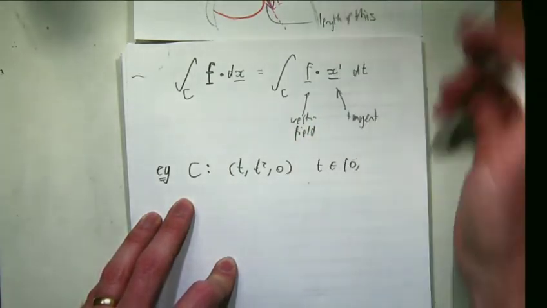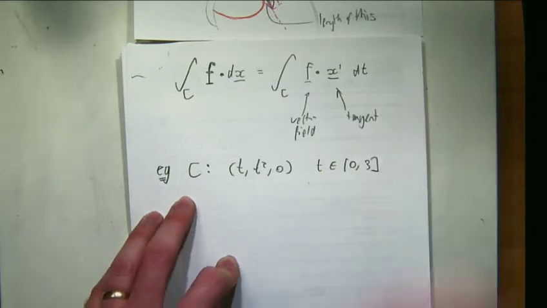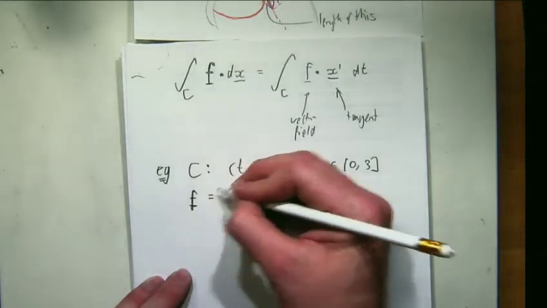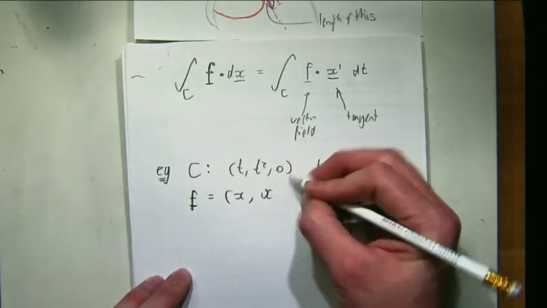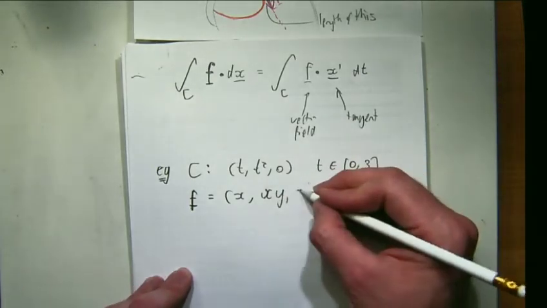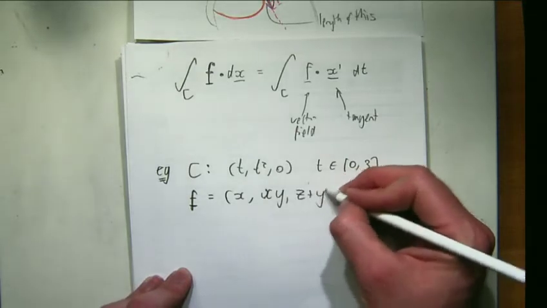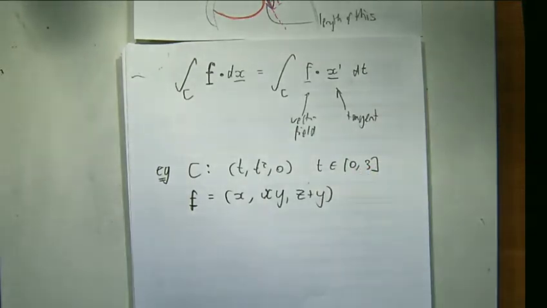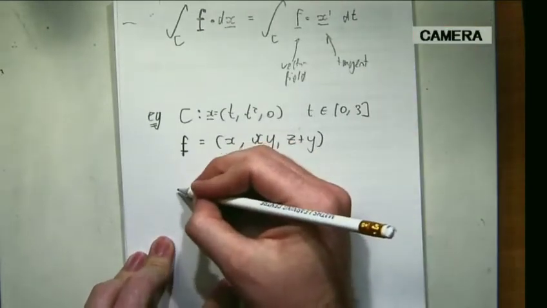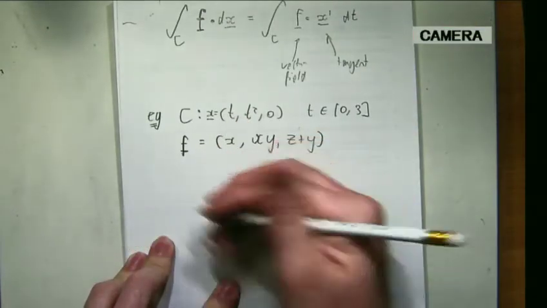Was it 0 to 3 that I used? And then I've got my f, this time a vector, something like that, just a random one off the top of my head. Okay, and in order to figure out the integral, I need to know various things. So that's my x there. To find the integral, I need to know what f is in terms of t.